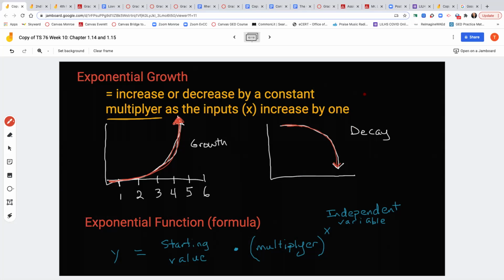So again, to review, if I see growth on a chart that looks like this, it's in a line, it's linear, it's got the word line in it. If I see growth that looks like this, that's what exponential growth looks like.